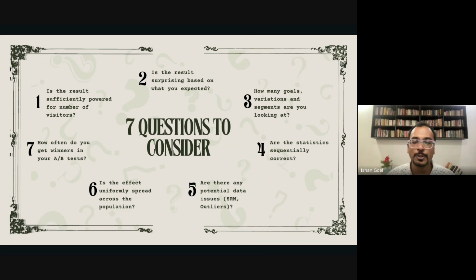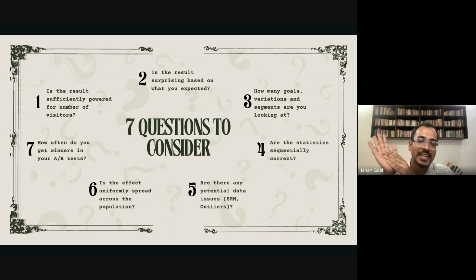So what you really need to do is ask yourself how many variations you were looking at. How many segments did you divide? Maybe you tried to divide your data into mobile, desktop, and tablet, and out of these three you found one to be winning. And how many metrics did you look at to find the winner? In the ideal scenario you should have only one primary metric on which the decision is based. You should not base your decision on having four metrics, and if any one of these goes up, you declare it a winner.